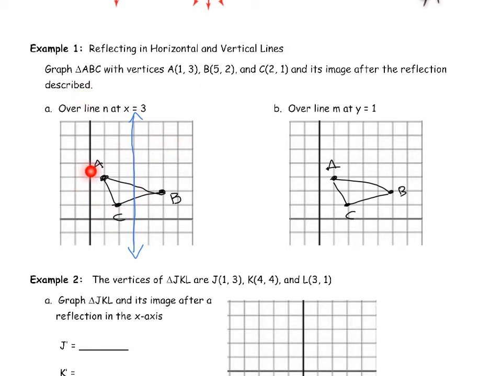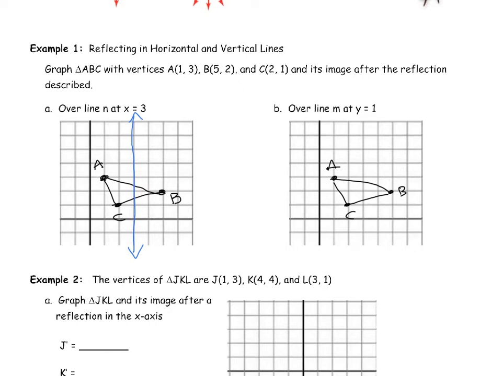So we're going to graph, so this is the pre-image. Now we're going to graph the image, which we're going to reflect over the line labeled as line N at x equals 3. Now, x equals 3 automatically tells me that it is a vertical line, okay, at 1, 2, 3. So notice I already drew it. It's the blue line here. And we are reflecting over this line.